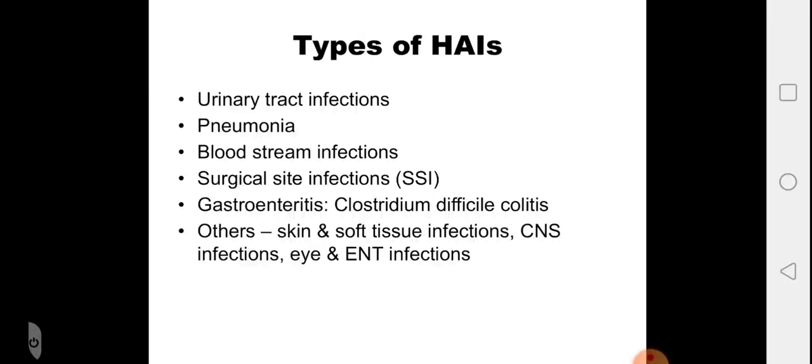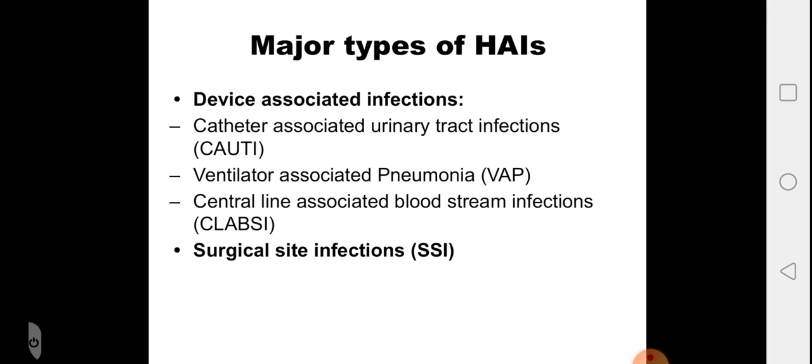Looking into types of healthcare associated infections, they are urinary tract infection, pneumonia, bloodstream infection, surgical site infections, gastrointestinal tract infections, skin and soft tissue infections, central nervous system infections. Say you have placed some shunt or done some operation on the brain. Eye and ENT infections. Let us look into the major types of hospital acquired infections. They are device associated infections and surgical site infections.